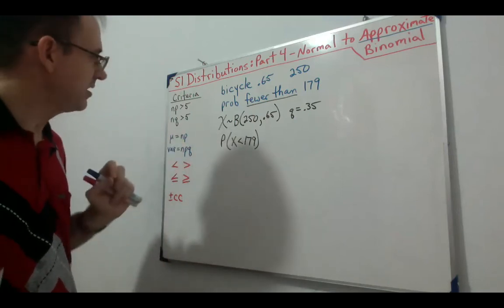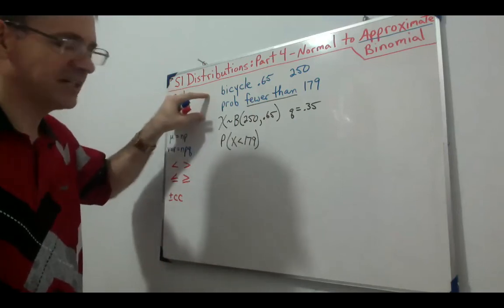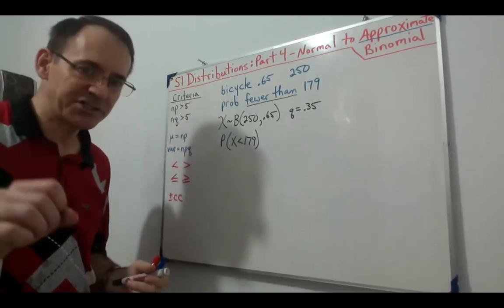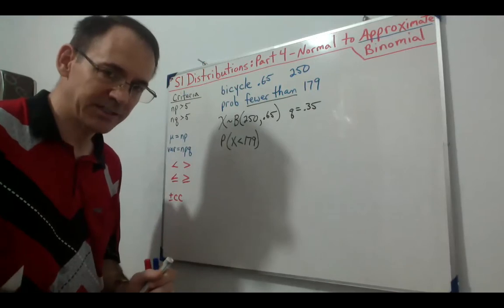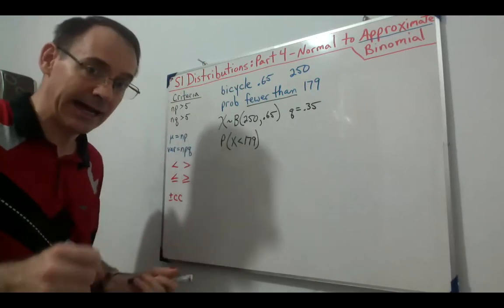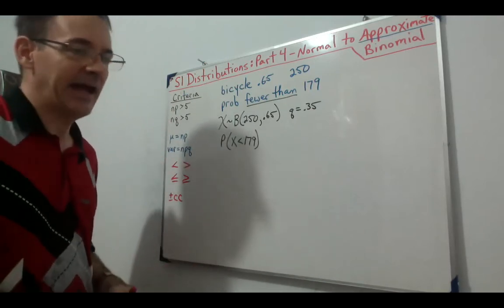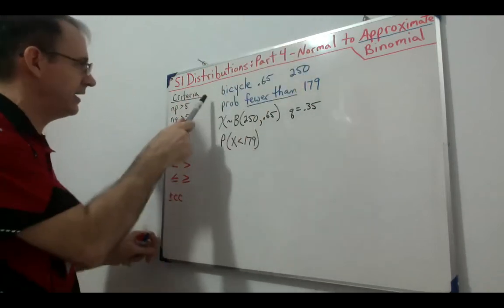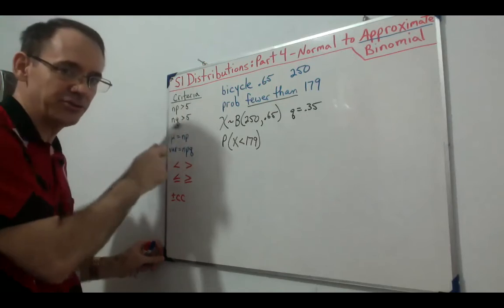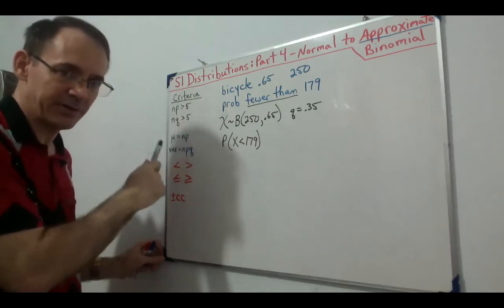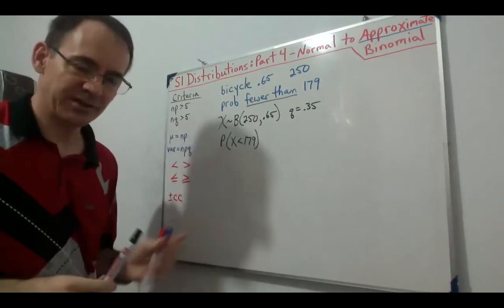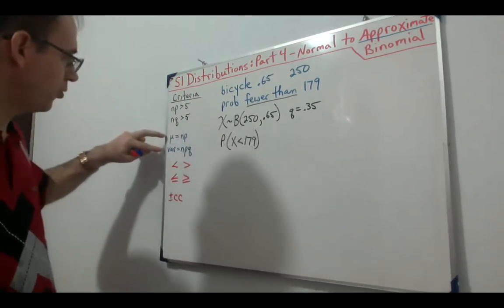Now, in this particular question, it did not ask us to justify. They will have a separate question for some of the approximations. They'll have a separate part II or III that asks you to justify the use of the approximation. And if they do, that's when you check np greater than 5, nq greater than 5. Since they didn't ask that, we're just going to skip that.